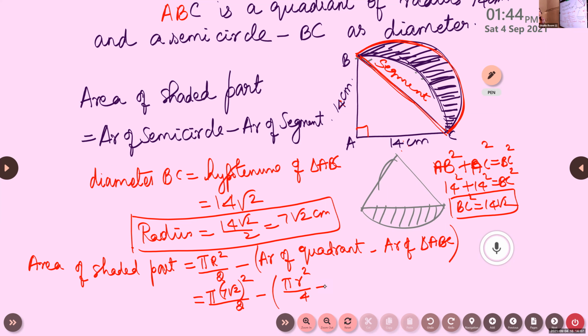Look at the triangle. What type of triangle is ABC? Is it a right angle triangle? Yes. For a right angle triangle, we can use the formula half into base into height. What about an equilateral triangle? The area of an equilateral triangle is root 3 by 4 a square.